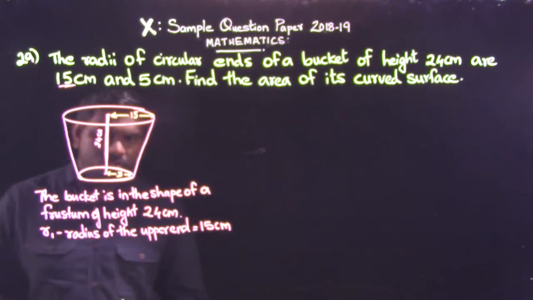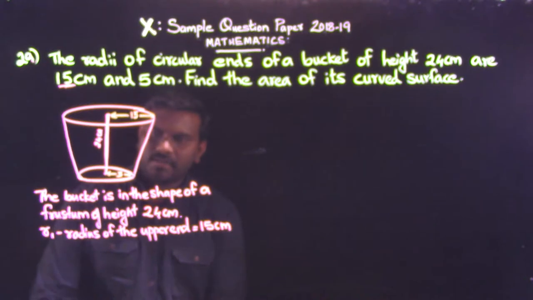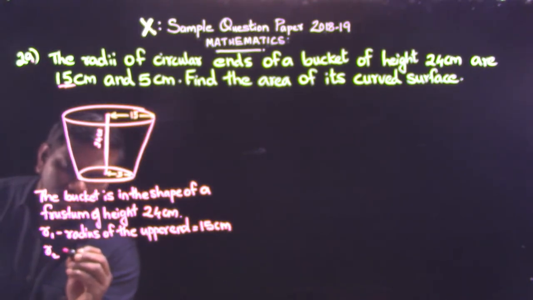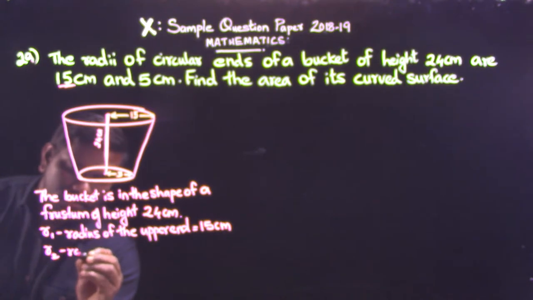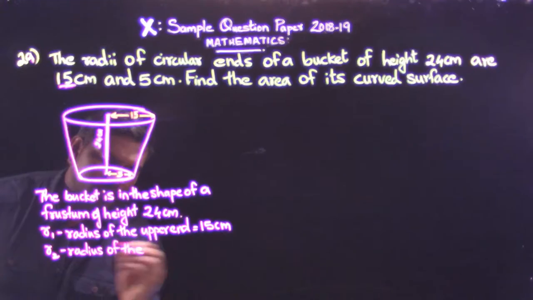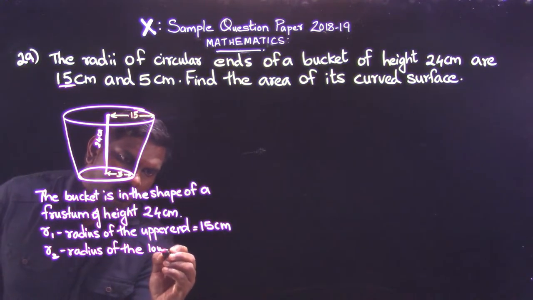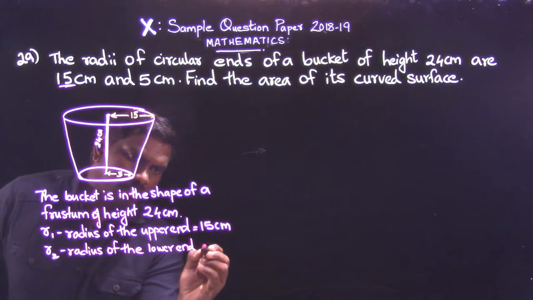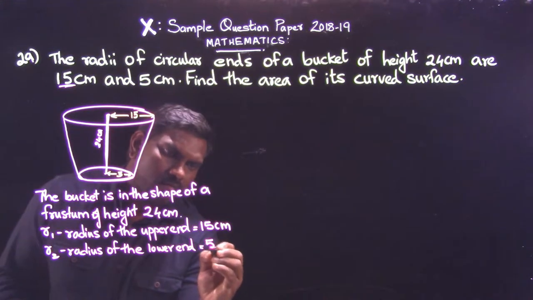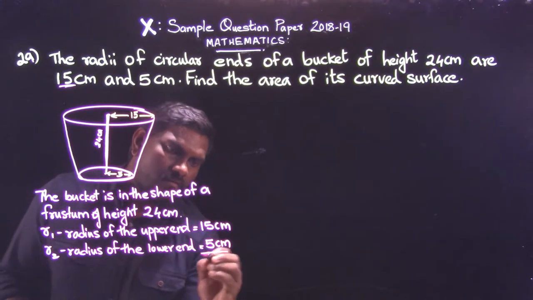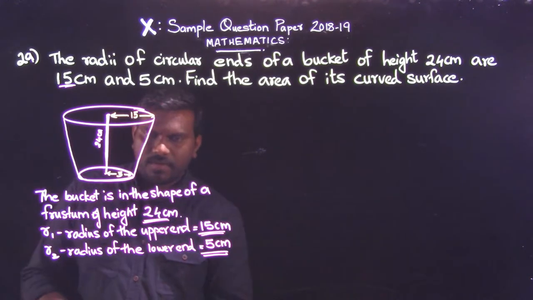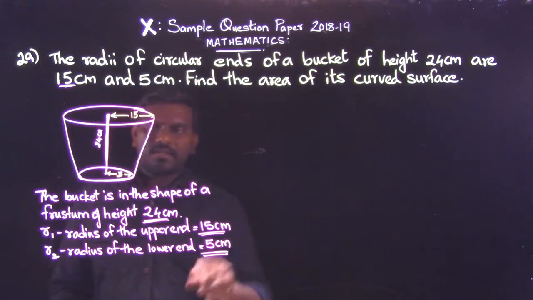Once you are done with it, the radius of the upper circle is 15. R2 is nothing but the radius of the lower end of the bucket, which is 5 centimeter. So you got 5, 15, and 24. So we got the height and then the radii.